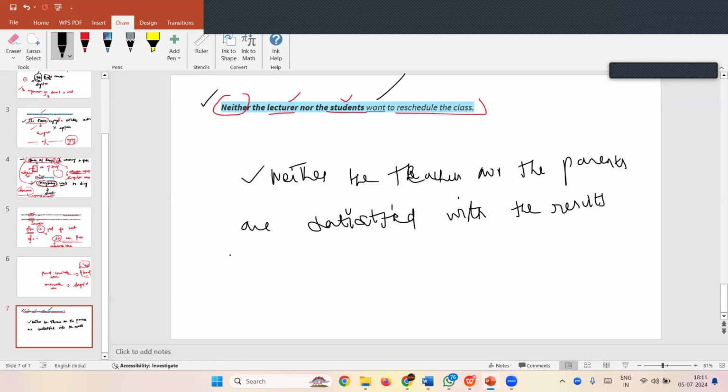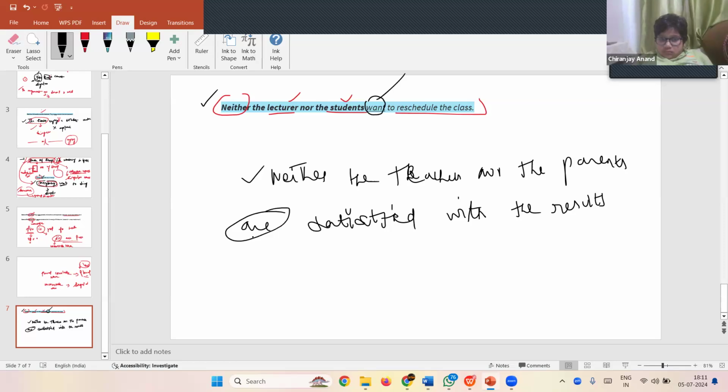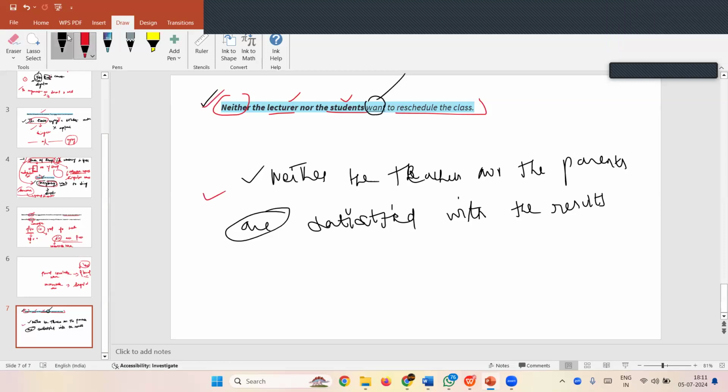Neither the teacher nor the parents, but here neither the lecturer nor the students want to reschedule. Here we are using want, a singular subject with a singular verb. But here I am using are. Why? Ma'am, because teachers and parents both are plural. Teachers? No, it's not teachers. It's teacher. This sentence is right, and this sentence is also right. I am asking you why here you are using a singular verb and here a plural verb.